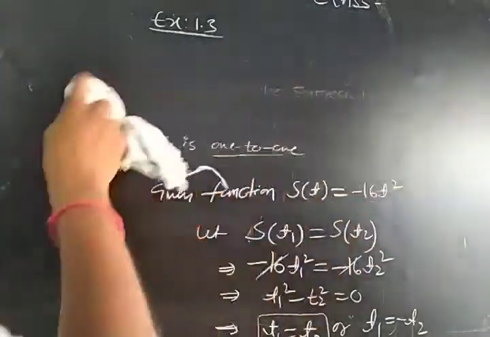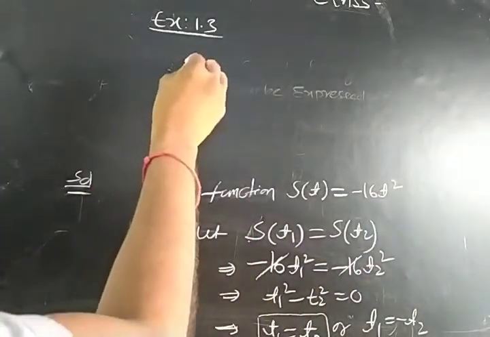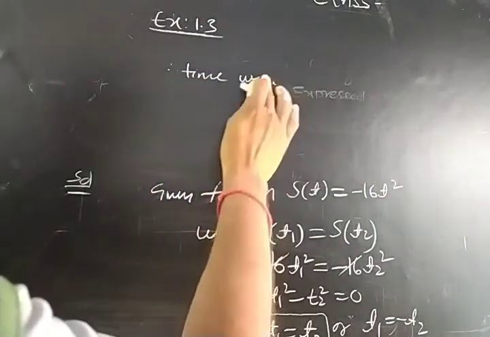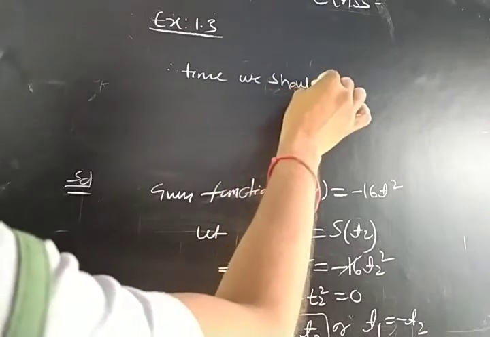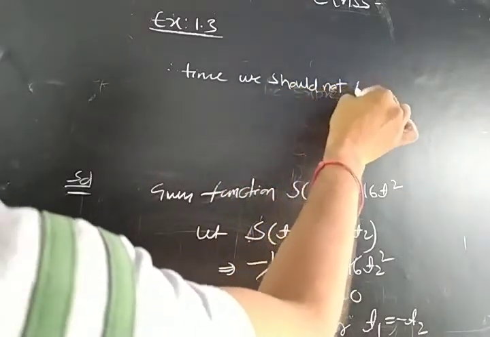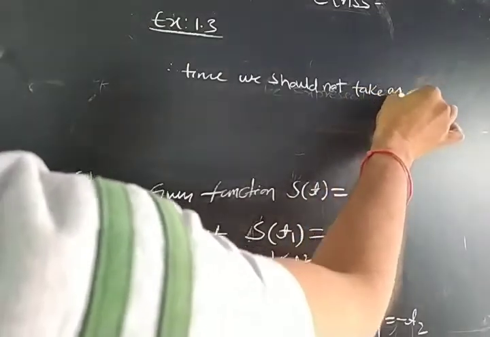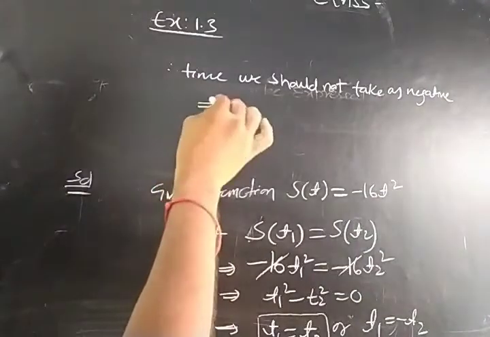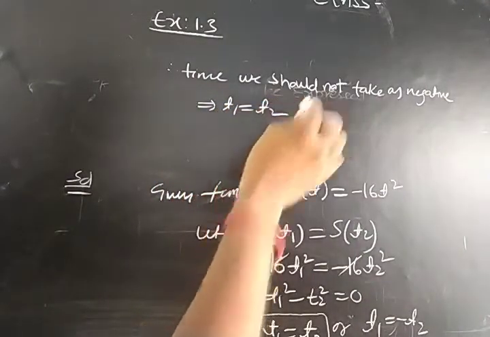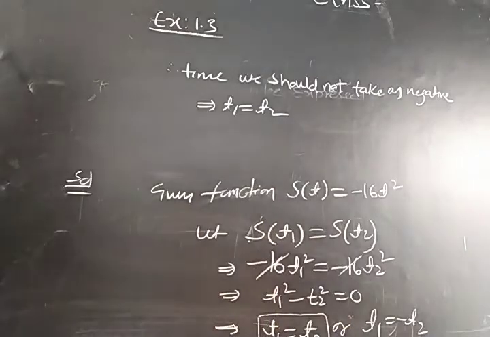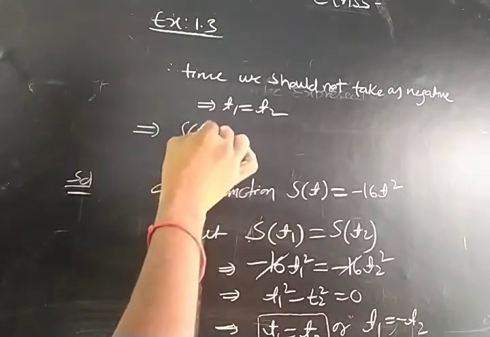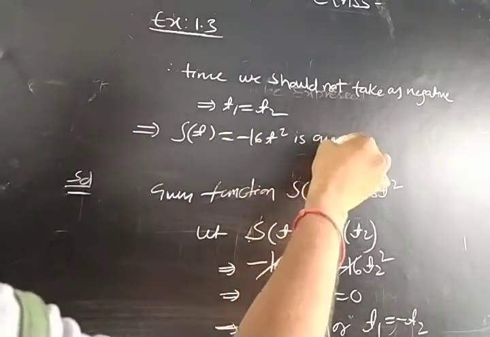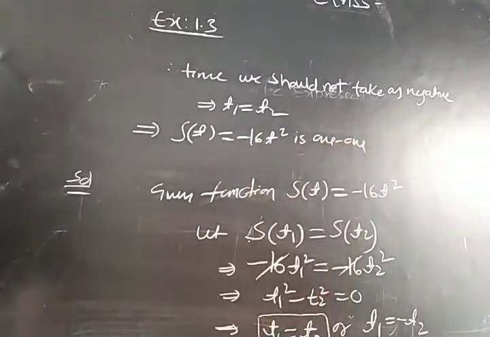Now see, here you write the reason: time we should not take as negative. So that implies t1 equal to t2. So if images are equal, then the pre-images are equal. That implies s of t equal to minus 16 t square is a 1 to 1 function. Right? Now I am going to draw the graph of this function.